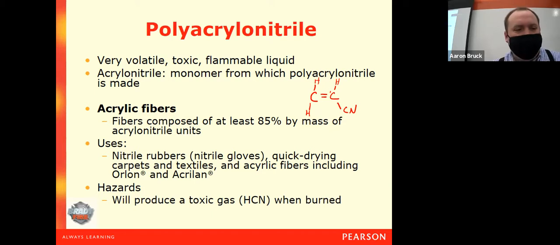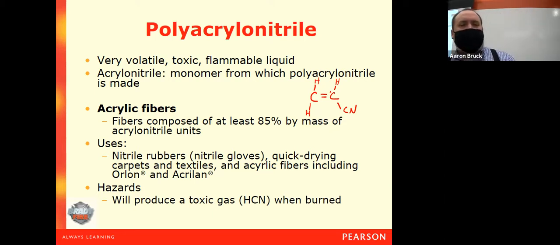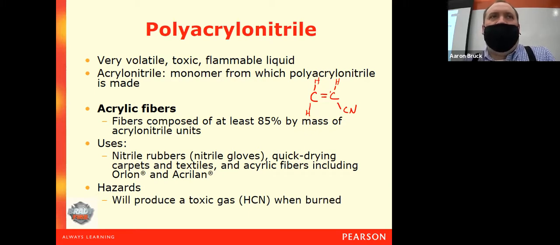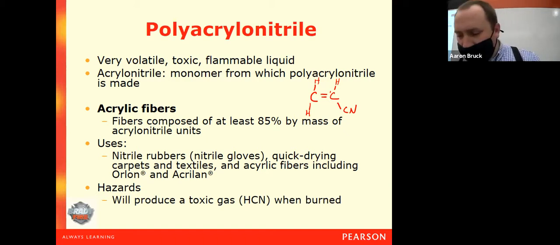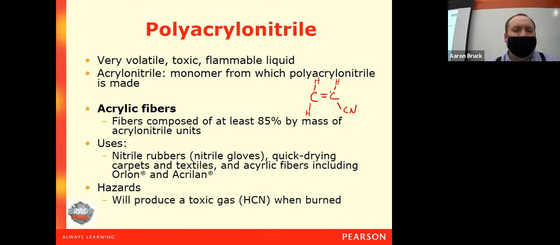But where we see acrylonitrile being used most often is in the formation of acrylic fibers. Acrylic fibers, by definition, are fibers that are composed of at least 85% by mass of acrylonitrile. Now, acrylic fibers have a lot of uses. We can see them woven into textiles.